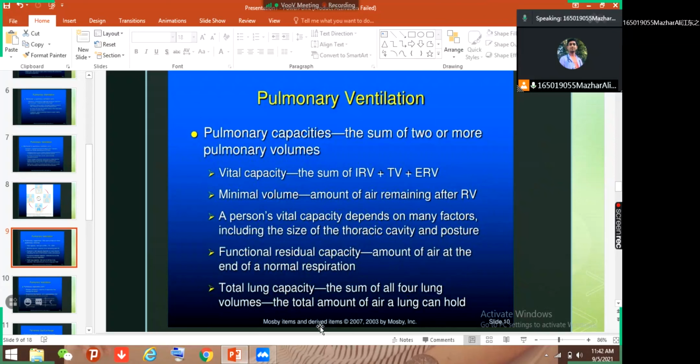The total lung capacity is the combination of vital capacity and residual volume. The combination of vital capacity and residual volume is called total lung capacity.